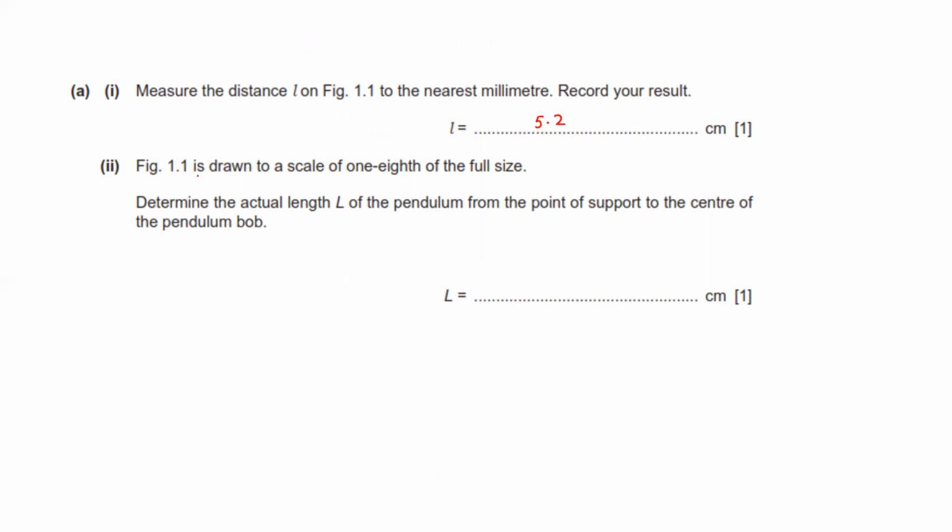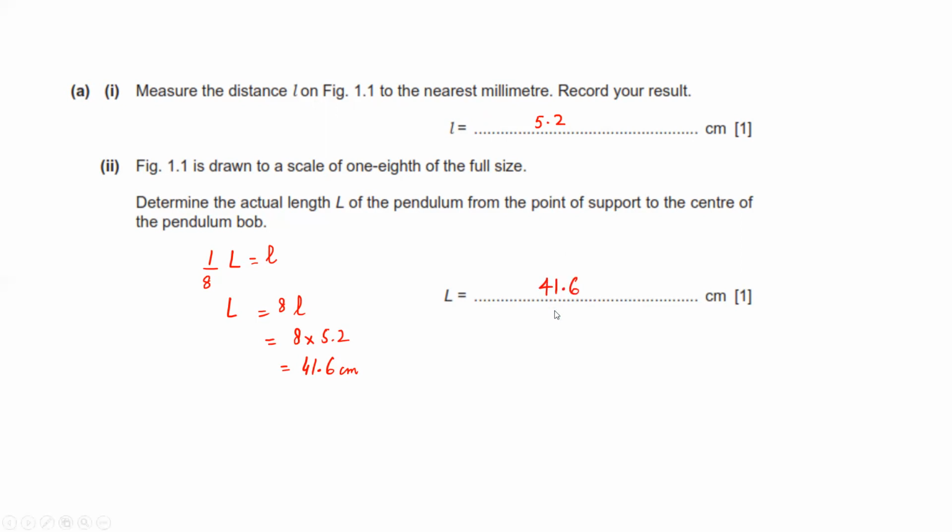Part 2: figure 1.1 is drawn to a scale of 1/8 of the full size. Determine the actual length, that is capital L, of the pendulum from the point of the support to the center of the pendulum bob. So this is 1/8 of the total length, so the total length will be 8 times L. It is 8 multiplied by 5.2, as we used according to our marking scheme. So it comes out to be 41.6 centimeters.